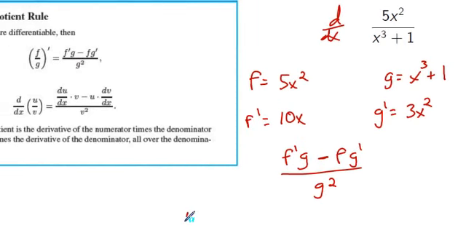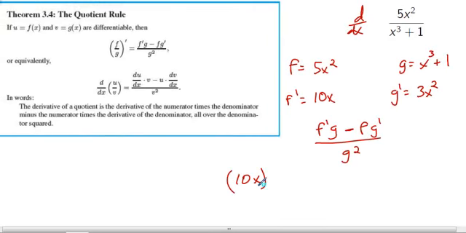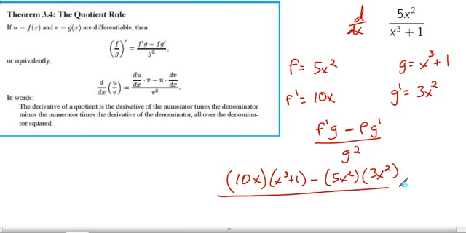So my f prime is 10x, and my g obviously is my x cubed plus 1 minus, and my f is 5x squared, times my g prime, which is 3x squared, all over my g squared, which is going to be this piece right here, which is quantity x cubed plus 1, the quantity squared. Make sure you square that entire term, that entire quantity down below. And that will be your derivative.